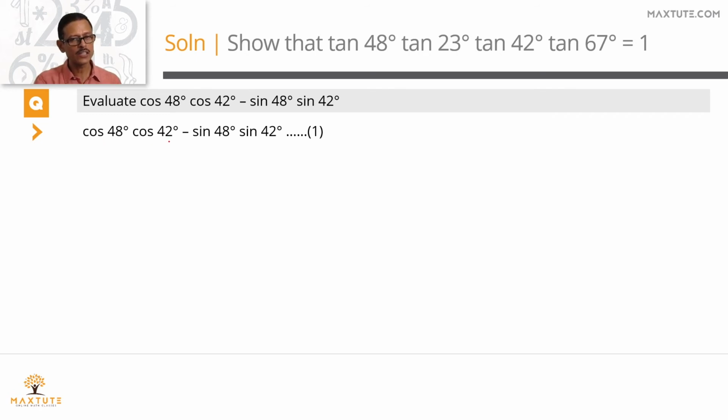Moving to the second one, this also tests concepts in trigonometric ratios of complementary angles. Cos 48 into cos 42 minus sin 48 into sin 42. What is the value of this? We have to find the value. Cos theta is equal to sin of 90 minus theta. Again, trigonometric ratios of complementary angles.